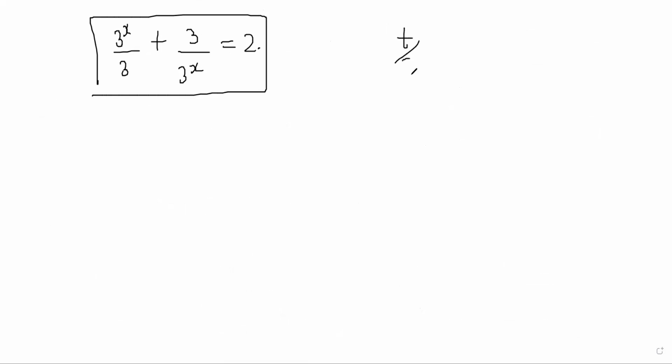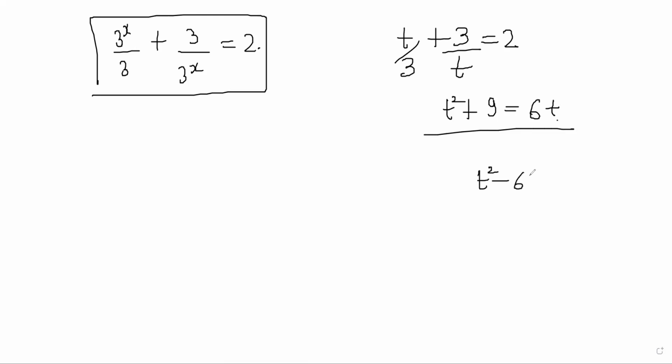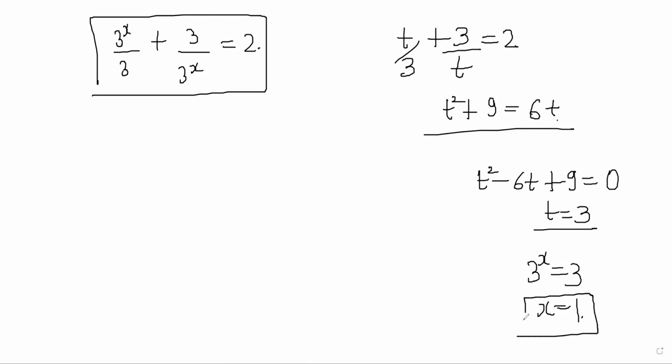So it will become a quadratic equation which looks like this. So you will get t square plus 9 is equal to 6t, right? So t square minus 6t plus 9 is equal to 0. So t must be 3 and 3 power x is equal to 3. So x must be 1. So that is fairly simple.